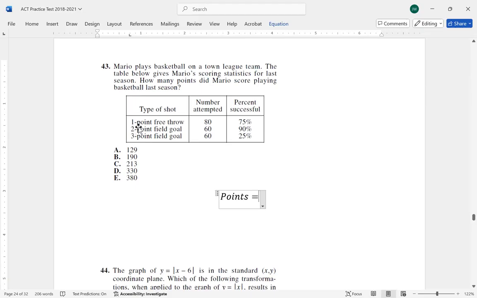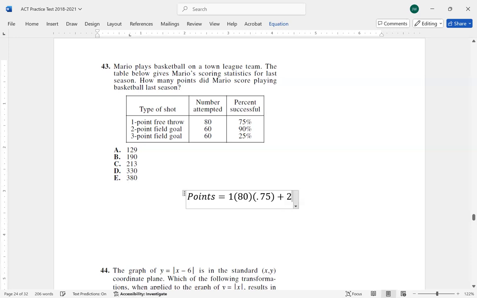He took a 1-point free throw 80 times, and he was successful 75% of the time. That means he hit 75% of that 80. So 1 times 80 times 0.75 would give the number of points that he got from 1-point attempts.